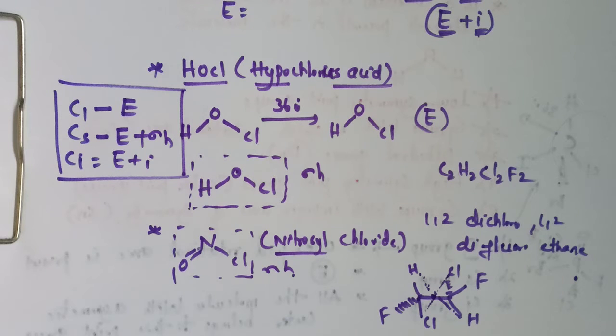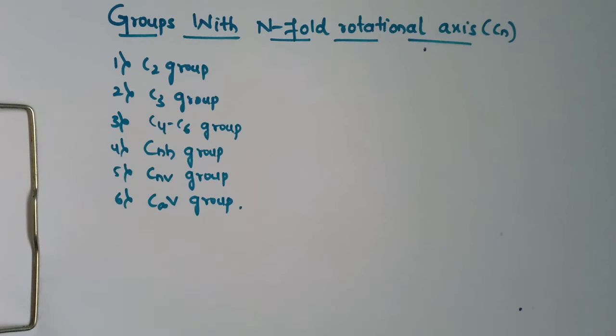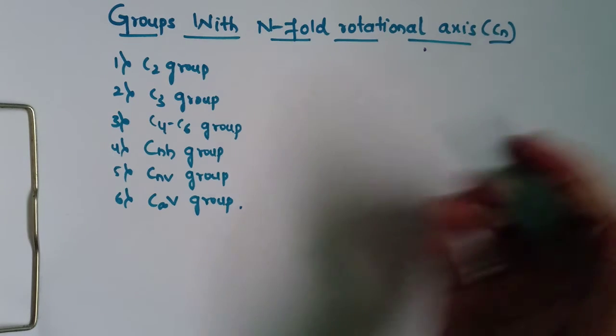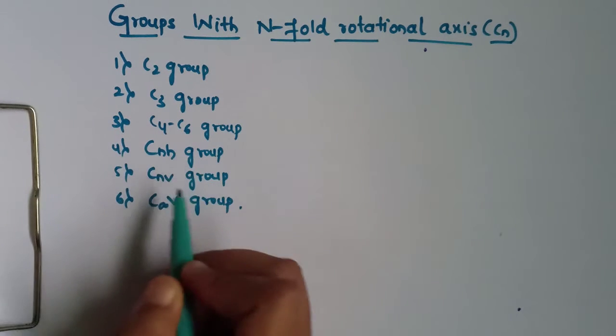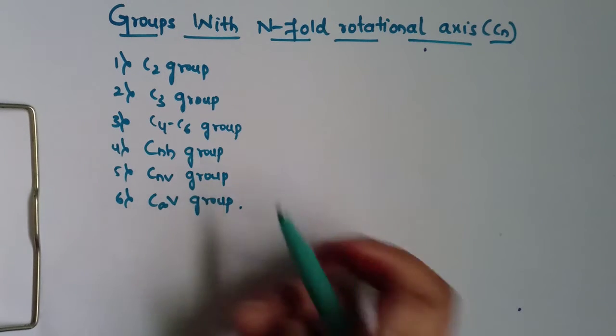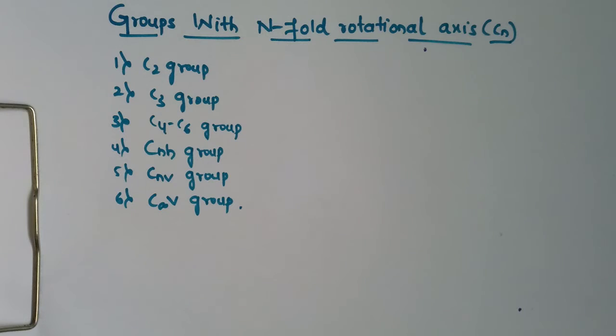Now let's move on to the next point groups, let's start with the groups with n-fold rotational axis of symmetry. These are the classifications of this n-fold rotational axis of symmetry, that is Cn. The first one is C2 group, the second C3 group, and the third one is C4 to C6 group. We shall take that, and the fourth one is Cnh group, Cnv group, and C infinity v group. Let's start with this C2 group.